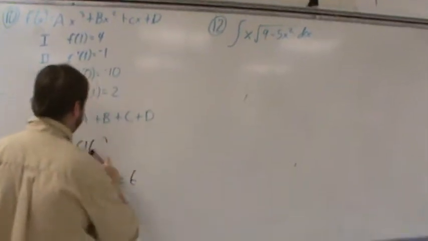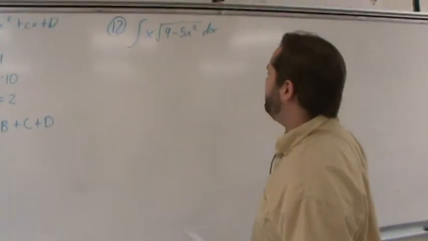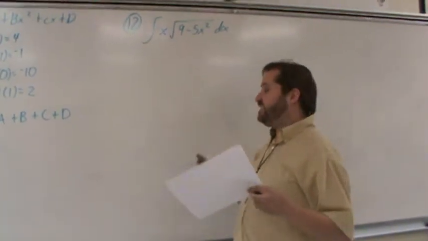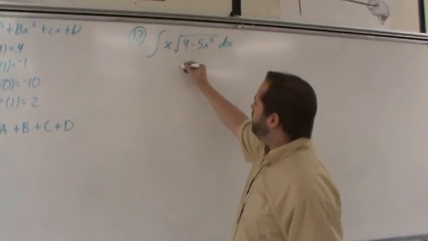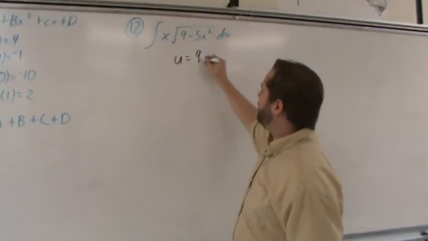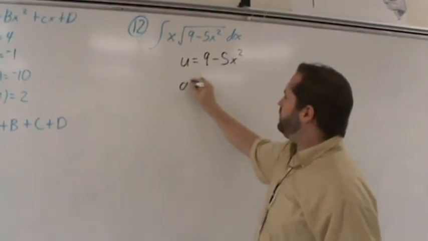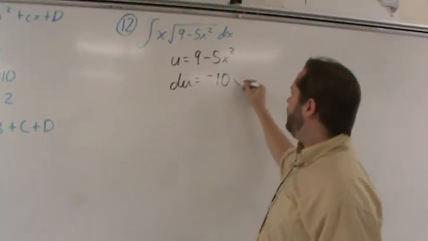Number 12. Alright. It's a big integral problem. The first question is, can we use algebra to simplify this in some way to integrate it? No, we can't. So it's got to be a u substitution problem. We'll let u equal 9 minus 5x squared. du then is going to be negative 10x.